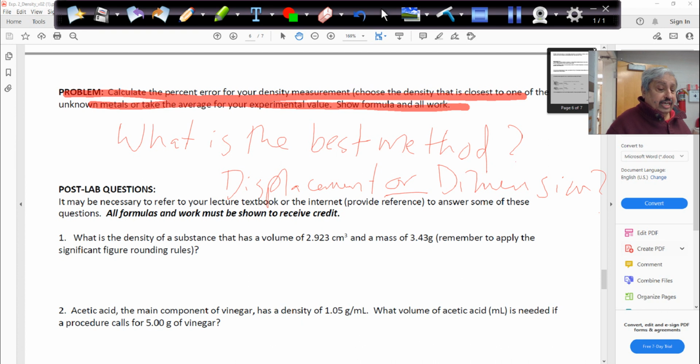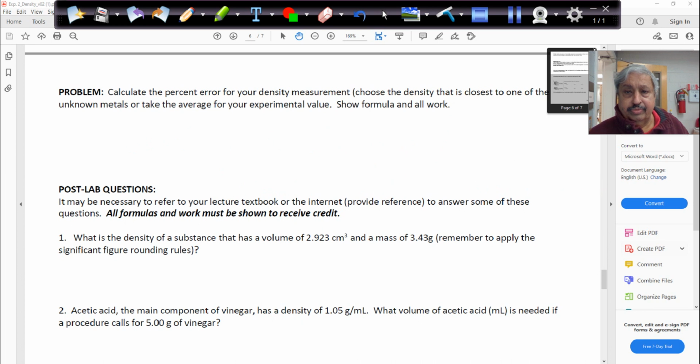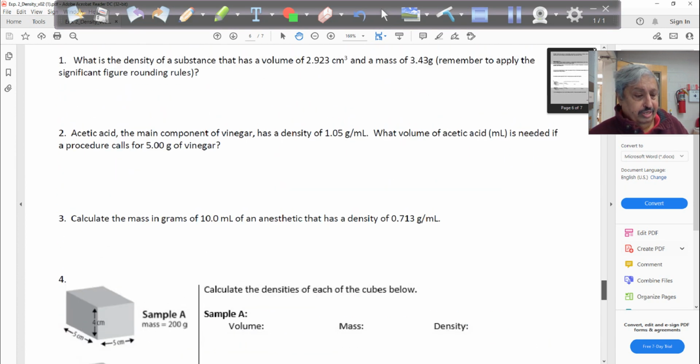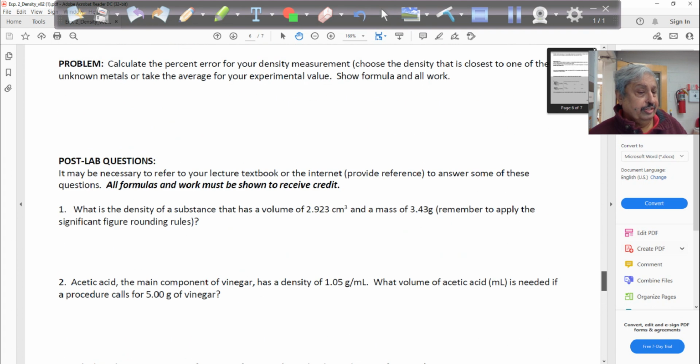Then after you are done, you will do what? You will do your post-lab questions at the end of the conclusion. So let me just go, and this is the post-lab questions here. You will do them. All those four post-lab questions, you can do them to calculate those densities.